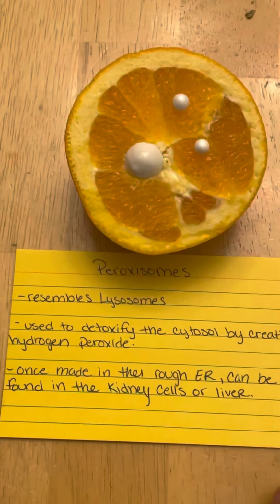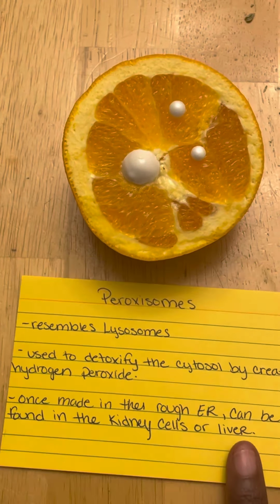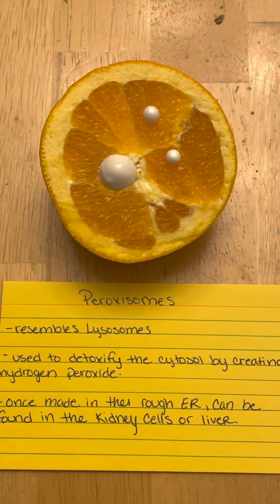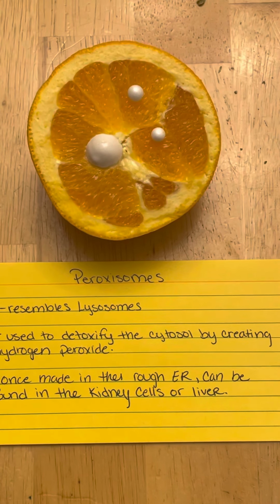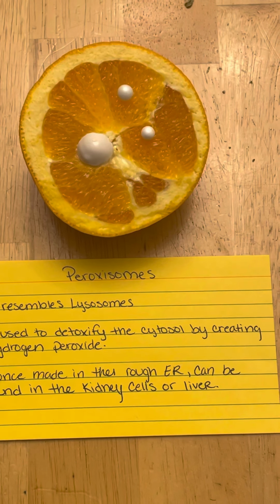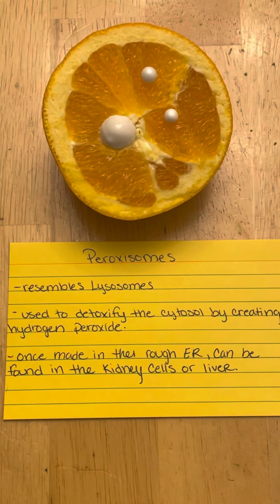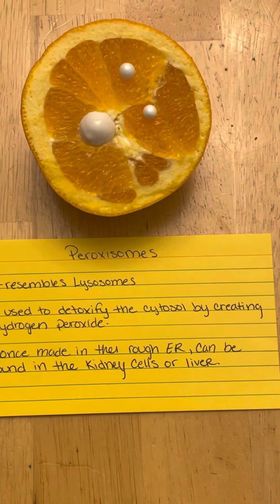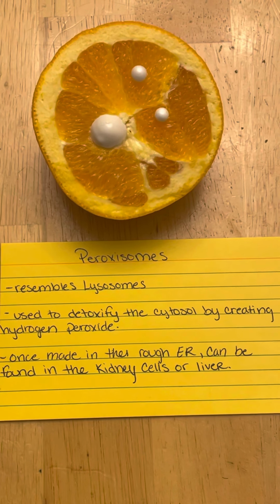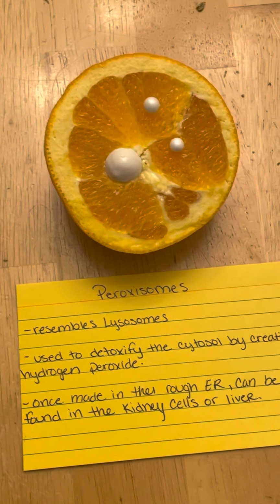Rolling over to the peroxisomes, I have them here, which again resemble the lysosomes, and they're used to detoxify the cytosol by creating hydrogen peroxide, and once it makes it to the rough ER, it can be found in kidney cells or liver.